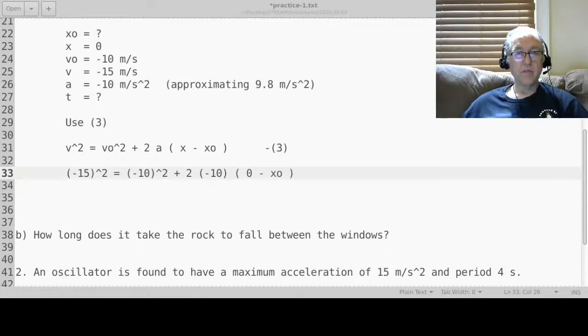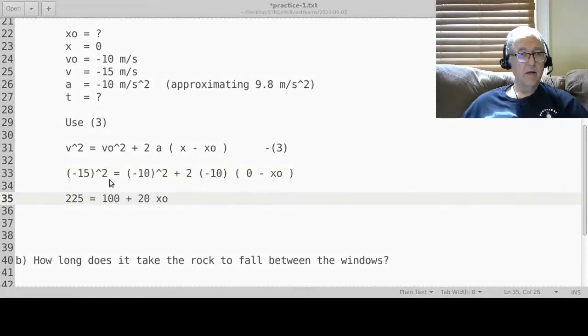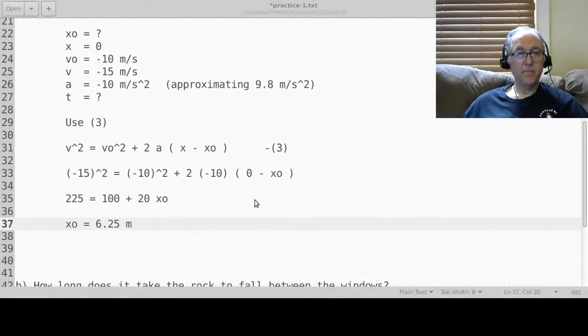the numbers there. So this next line is just me doing some of the multiplication. Negative 15 squared is 225. Negative 10 squared is 100. 2 times negative 10 is going to be negative 20, but then it's negative 20 times negative x naught. So there are 2 negatives there, and those 2 negatives will give you positive 20. And then if you solve for x naught, you will get, ta-da, the answer. It turns out to be 6.25 meters.